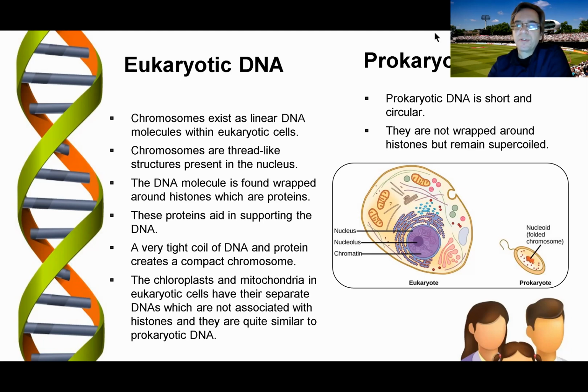Compare that to prokaryotic DNA, where you've got short circular DNA. It's not got any histones. And we refer to supercoiling, which is, if you think of a rope, if you twist a rope, it gradually gets coiled more and more and more. And that's how so much information is packed into the DNA code.